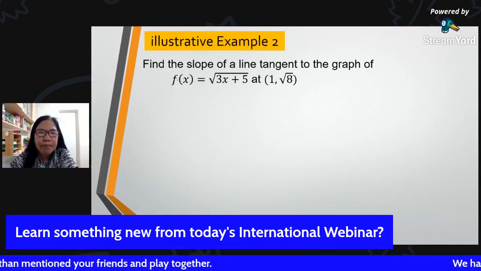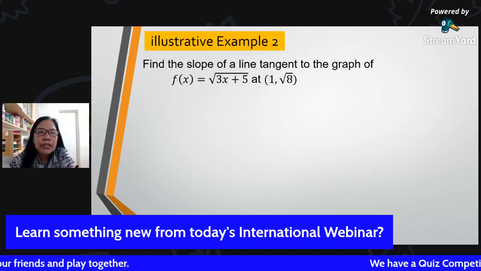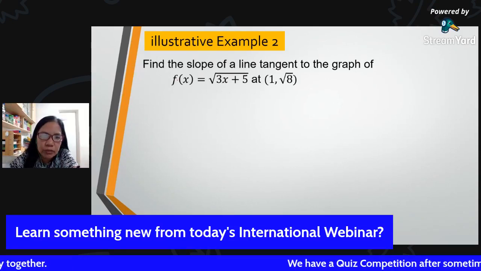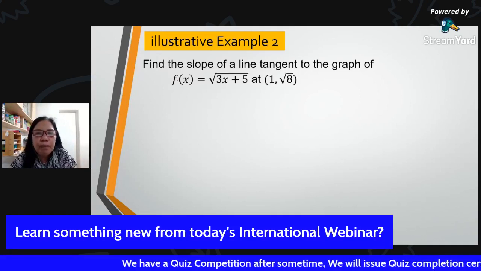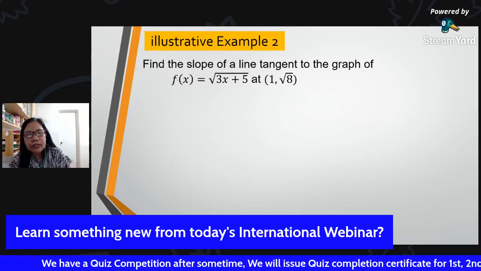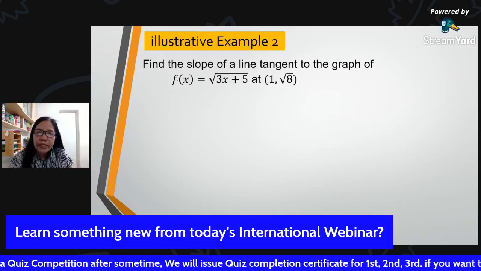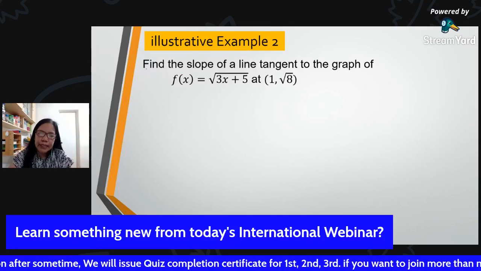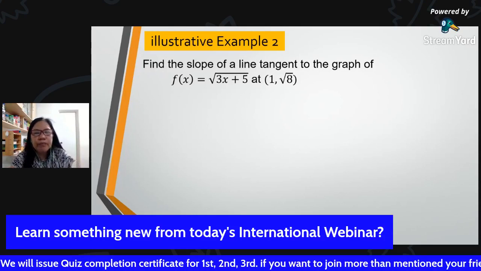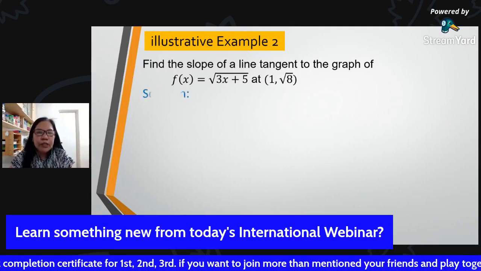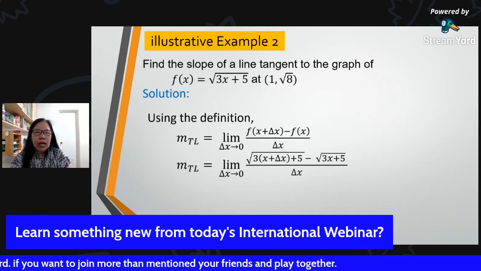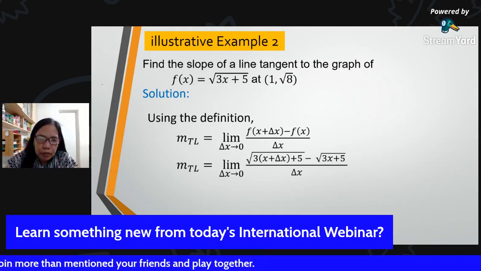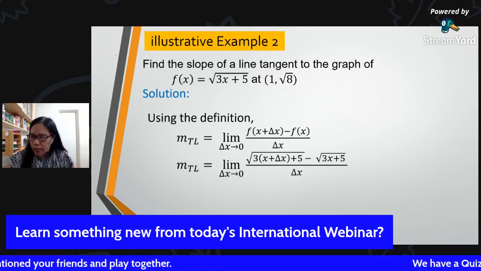So let's have example number 2, but this time we have the square root function, which is the square root of 3x plus 5, and we're going to find the slope of the line tangent to this graph at (1, square root of 8). So if we plug in 1 here, we have square root of 8 as our y. So by using the definition again, we have the square root of f of x plus delta.